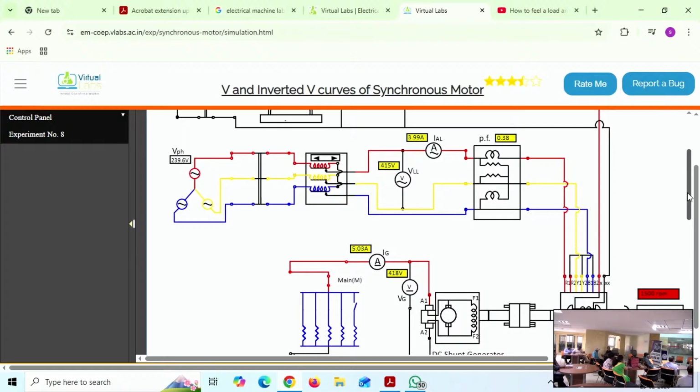difficulty? For the synchronous motor, we need to give the AC supply first. This is the synchronous motor model, the circuit diagram. Okay, synchronous motor, with the 3-phase supply given here.